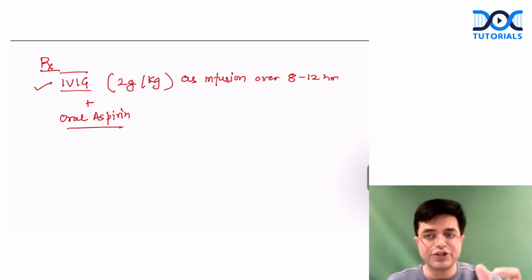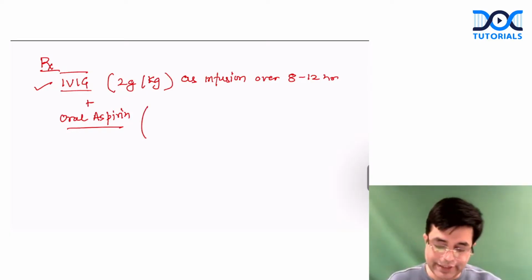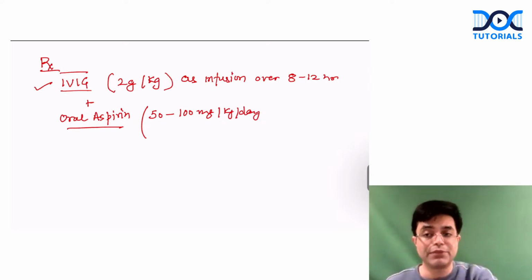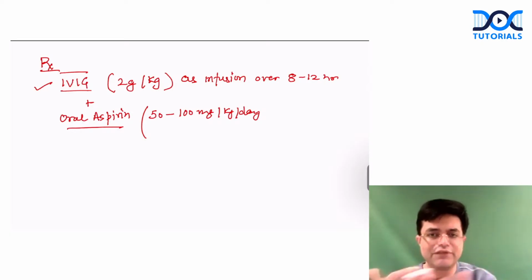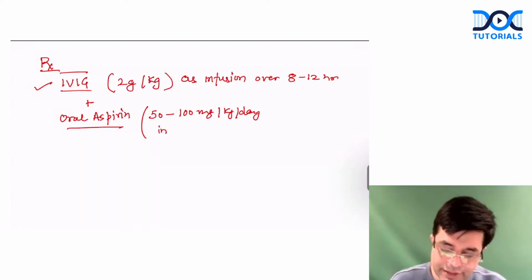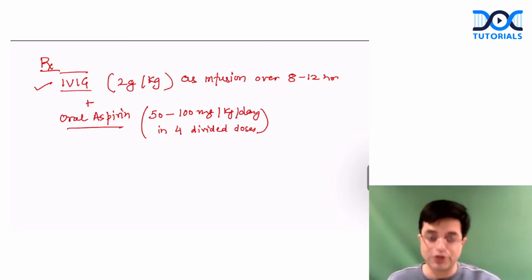Depending upon the recommendation that you are following, it can vary between 50 to 100 mg per kg per day. Let me tell you, some organizations give 50 to 70 mg per kg per day. Some give between 80 to 120 also. So I'm taking a median value, 50 to 100 mg per kg per day, in 4 divided doses. It is given as high dose aspirin, which is an anti-inflammatory response.